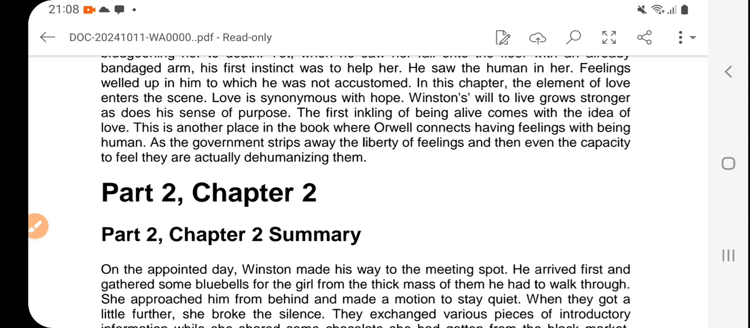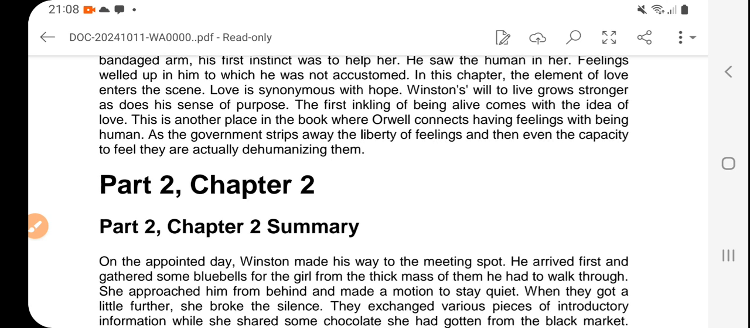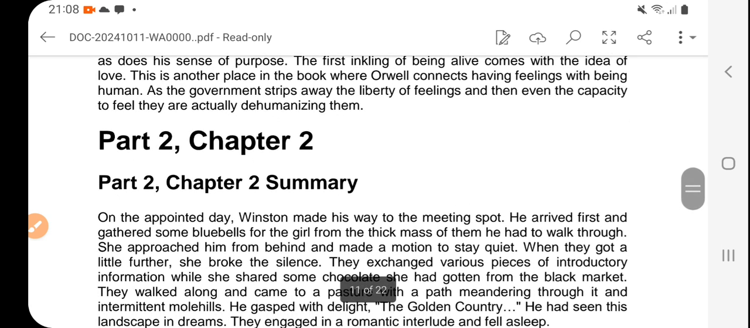Love is synonymous with hope. Winston's will to live grows stronger, as does his sense of purpose. The first inkling of being alive comes with the idea of love. This is another place in the book where Orwell connects having feelings with being human. Why? Because both are human beings. They have emotional needs and physical needs.